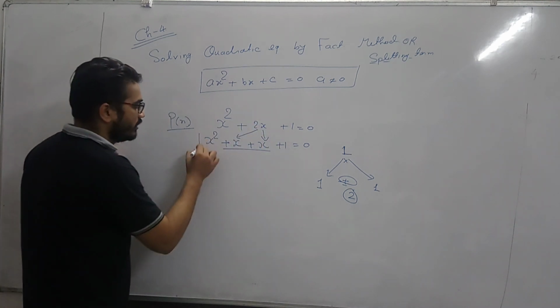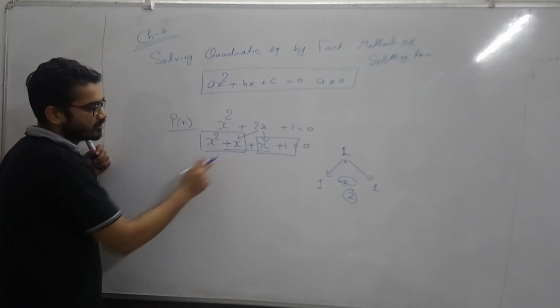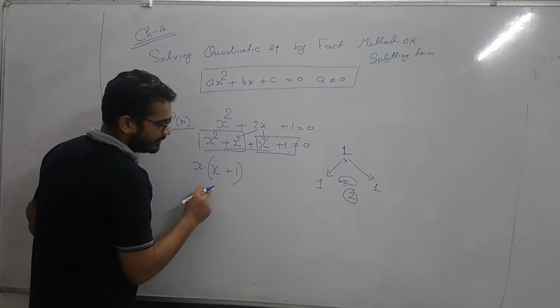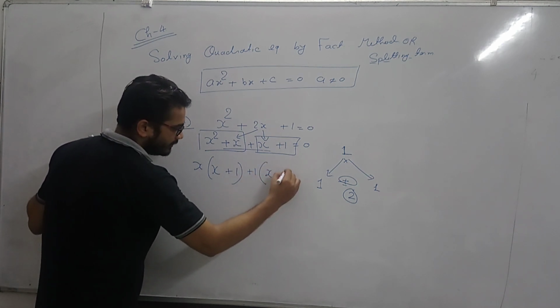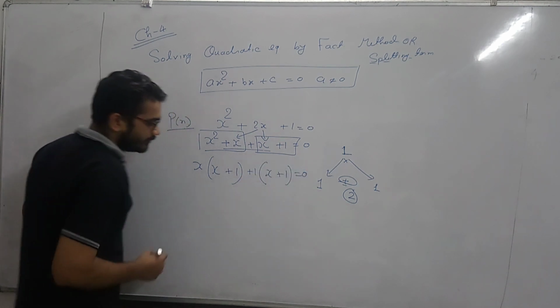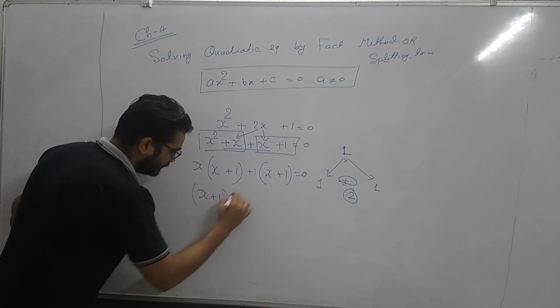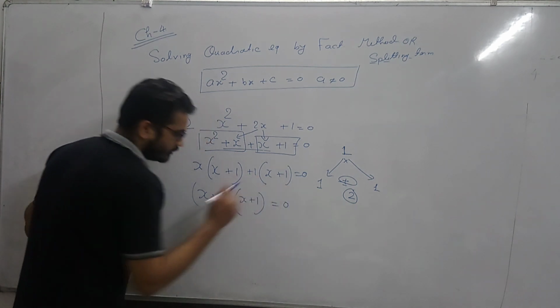Now we will make pairs of these terms. What is common in the first two? x is common, so x plus 1 remains here. What is common in the other two? 1, so take it out and what remains is x plus 1, equal to 0. Now we have x plus 1 common, so x plus 1 in one bracket and the remaining x plus 1 in another bracket, which is equal to 0.